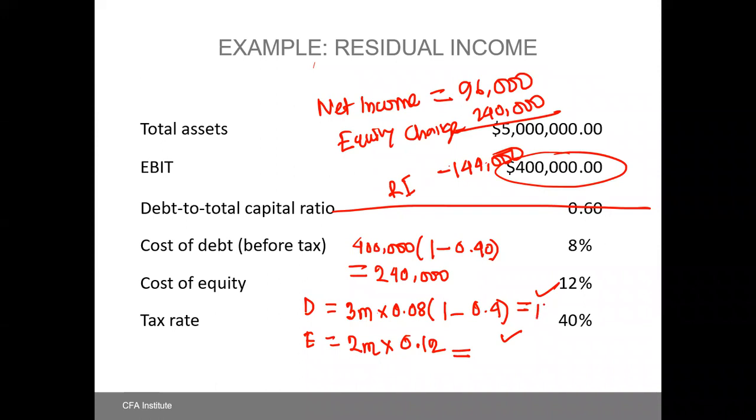One is 144,000 and this one is 240,000. So what is the total capital charge? 144,000 plus 240,000. So in total it is 384,000. So what should be the residual income? The residual income is the NOPAT of 240,000 minus the capital charge of 384,000.